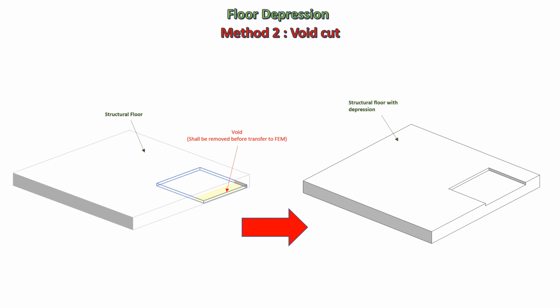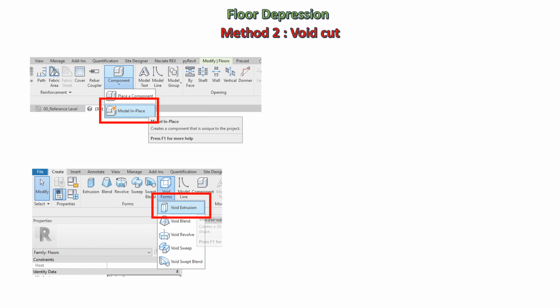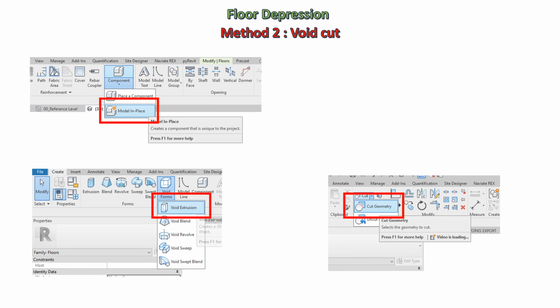But for the structural design part, the effective depth should still consider the actual depth, which is the reduced effective depth due to the presence of depression. You can create a void by choosing component, then model in place. Now create void using void extrusion method, then cut the void from base geometry in order to obtain floor depression.